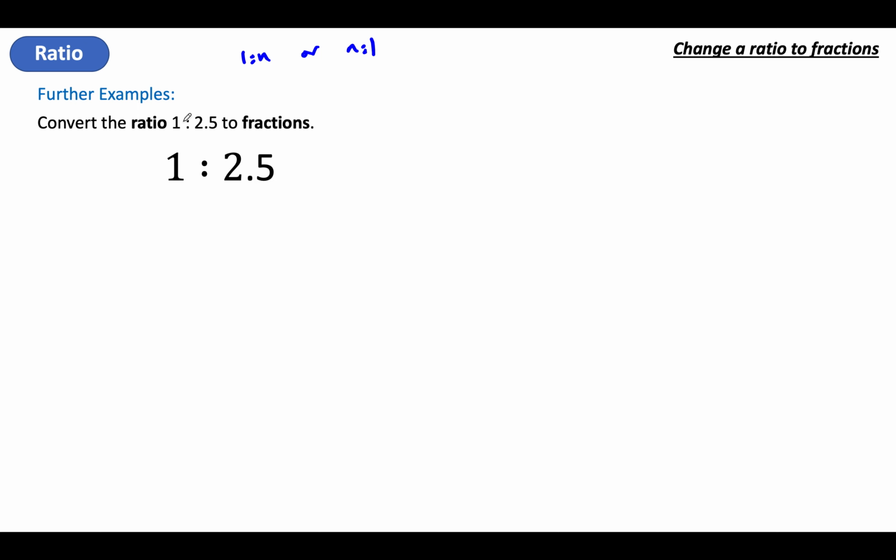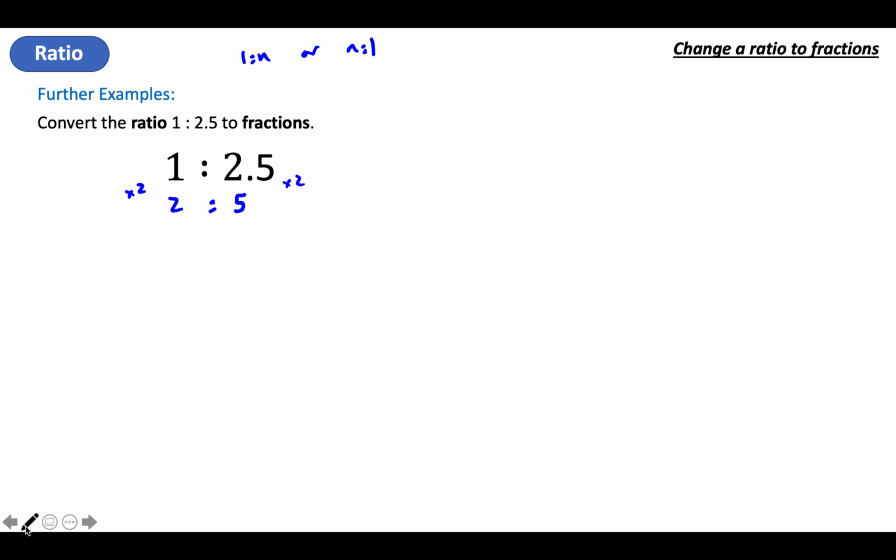I need to change this, first of all, into being whole numbers. So if I times this side by 2, it becomes a whole number. It becomes 5. But of course, if you do that to one side of the ratio, you must do it to the other. So this is your step. You need to turn them into whole numbers first. But remember, what you do to one side, you must do to the other side of the ratio as well.